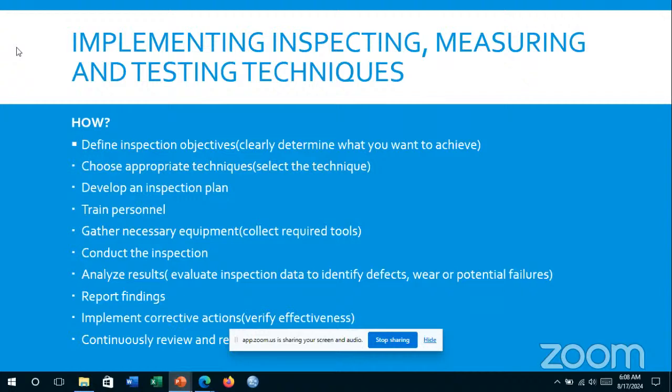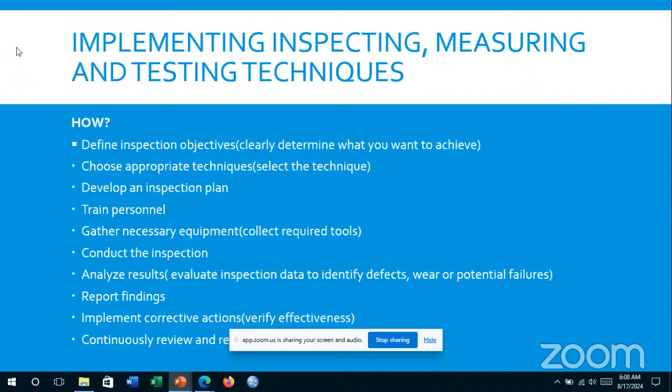Train personnel. Those that will be involved in helping to inspect, measure, or test must be trained towards that goal. Gather necessary equipment. You have to collect required tools. Conduct the inspection. Analyze the results and report findings. All this must be done. How to do all of these can be illustrated through audiology practice.